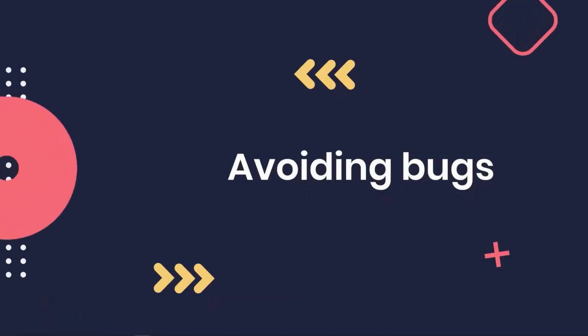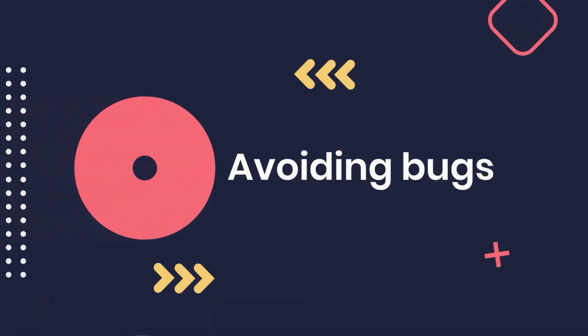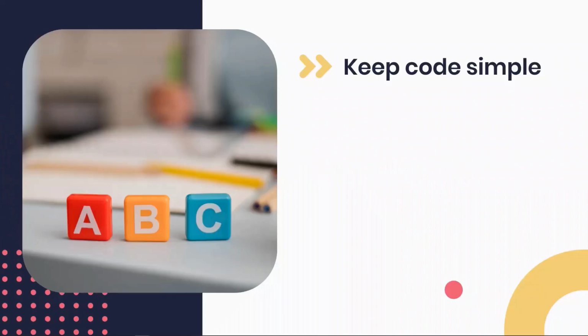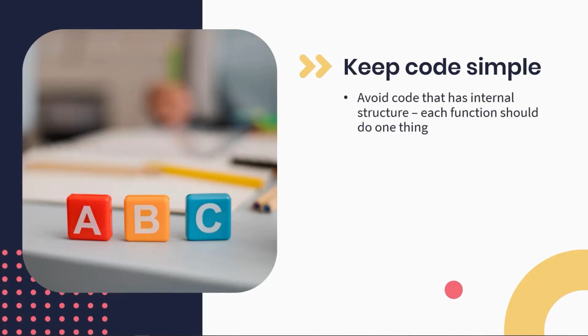It is clearly better to avoid bugs to begin with, and this has everything to do with what we have been learning throughout the course. The key to avoiding bugs is code simplification. It is good programming practice to make sure that your code doesn't try to do too much. The best way of avoiding bugs is to avoid code that has internal structure. In simpler language, a function should do just one thing. This makes it easier to trace errors in a block.